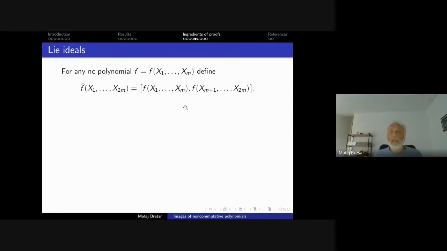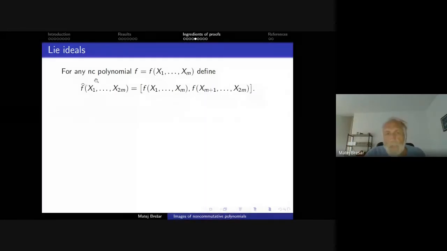Now the second sort of ingredients that are used in the proofs of the main results are the following ones. They concern Lie theory, basically Lie ideals and things like that. I have just one slide here, so I will be very short.